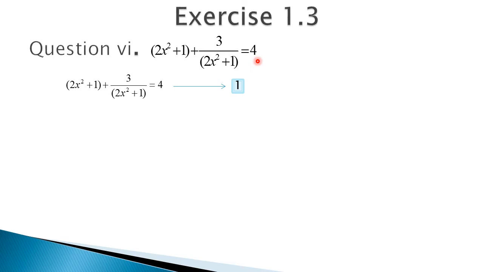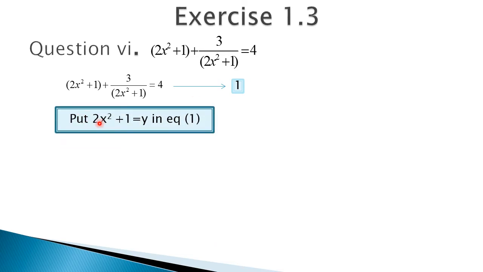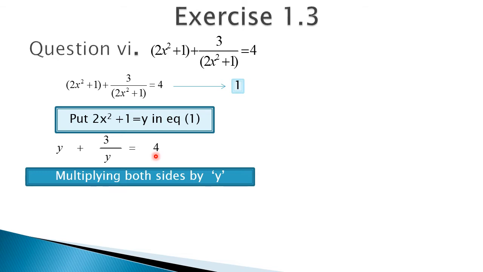Now we have to put the substitution. So put 2 into x square plus 1 equals to y in equation 1. So equation 1 becomes y plus 3 over y equals to 4. Now students, we have to multiply both sides of the equation with y. After multiplying with y, the equation becomes y square plus 3 equals to 4y. Now this 4y is shifting to the other side of the equality sign. So the equation becomes y square minus 4y plus 3 equals to 0. This is the general form of the quadratic equation.